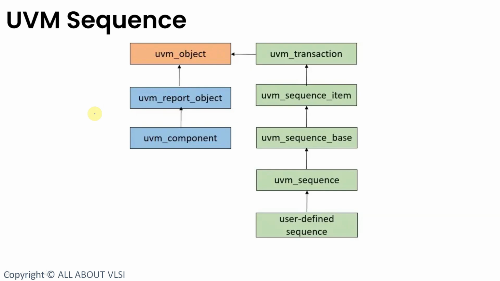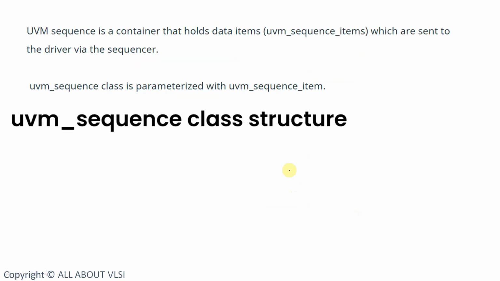Now let us try to understand UVM sequence. Basically this uvm_sequence is also derived from uvm_object, and from uvm_transaction, uvm_sequence_item, uvm_sequence_base, and from this we get our uvm_sequence, and from this uvm_sequence we are going to declare our user defined sequence. Okay, so this is the class hierarchy for uvm_sequence. Basically uvm_sequence is a container that is going to hold the data items, that is uvm_sequence_items, which are sent to the driver via the sequencer.